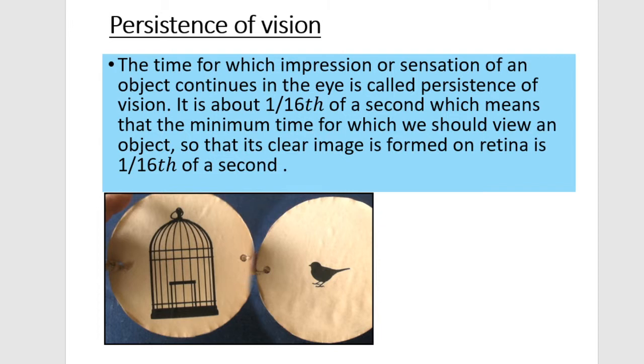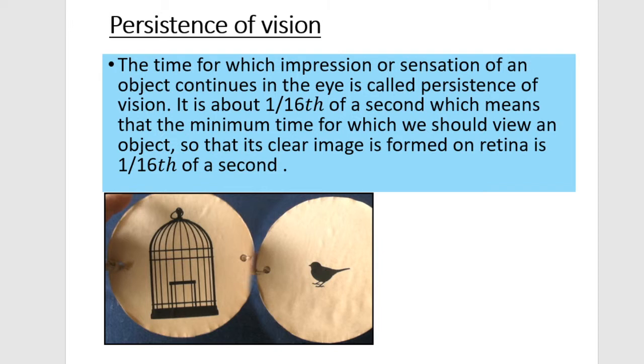Now this game also I'm sure you must have played. You take a card and draw a small bird on one side and draw a small cage on the other side of the card. And if you flip the card quickly, what do you see? How do you perceive the picture? You eventually will end up seeing a bird in a cage, right?